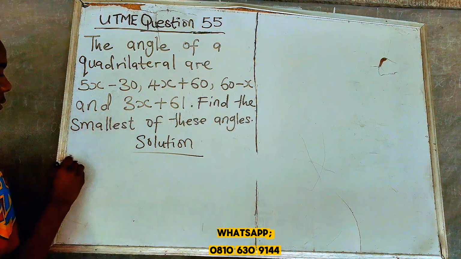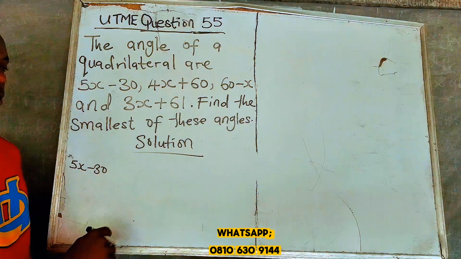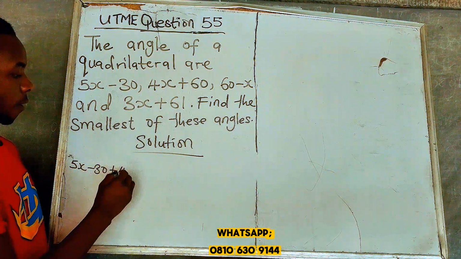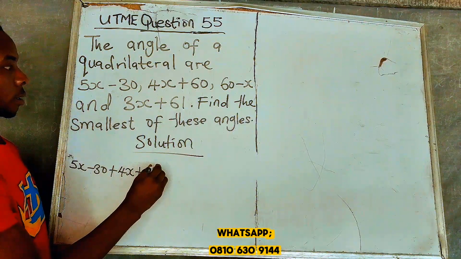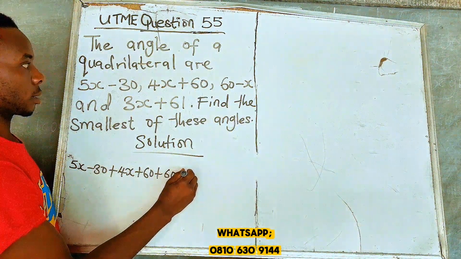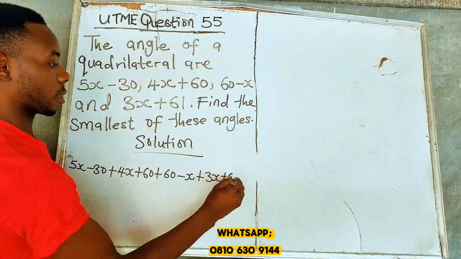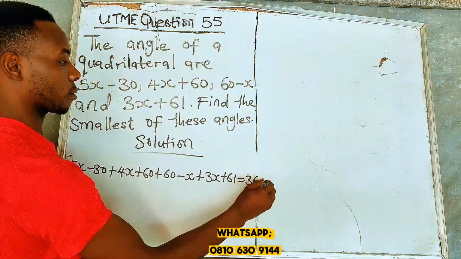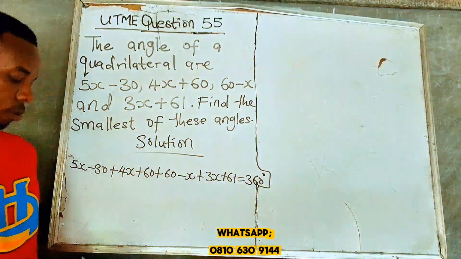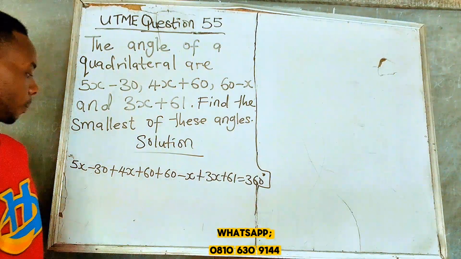What's the first one? The first one is 5x minus 30. Since we are adding everything, I won't put it in brackets. So it's plus the second one, 4x plus 60, plus 60 minus x, plus 3x plus 61, equal to 360 degrees, because it's a quadrilateral and the sum of angles in a quadrilateral is 360.